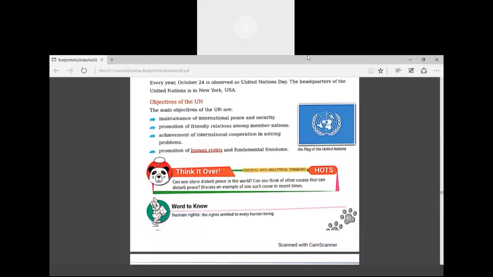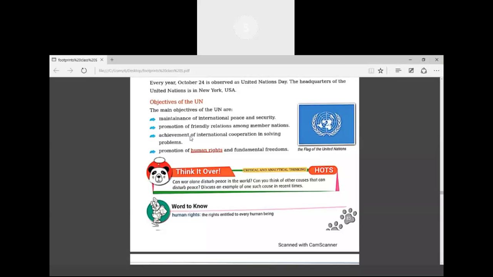So this was the objective of United Nations, that the people of the world, not only of any particular country, but people of the world, should live in a peaceful and secured manner. Promotion of friendly relations among the member nations. The nations which were members of this UN should have friendly relations. Friendly relations means good relations. They should live like friends with each other.